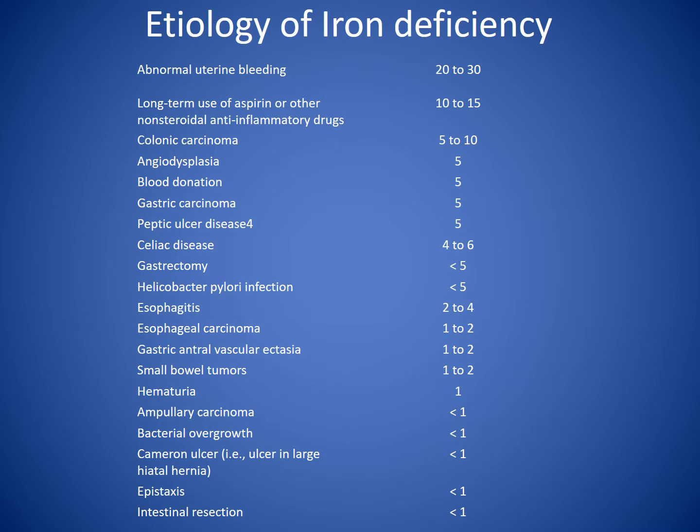Etiologies, there's a lot of factors that can come into play for the development of iron deficiency anemia. Here I have got quite a few listings, but look at your top 3. Abnormal uterine bleeding, long-term use of aspirin or nonsteroidals, and a type of colon cancer. Those are your top ones, and these are your do not miss ones.